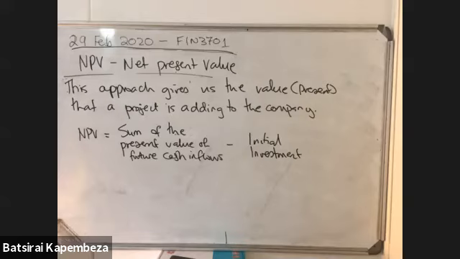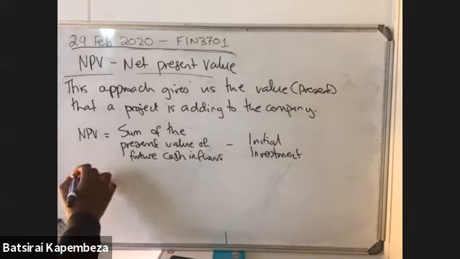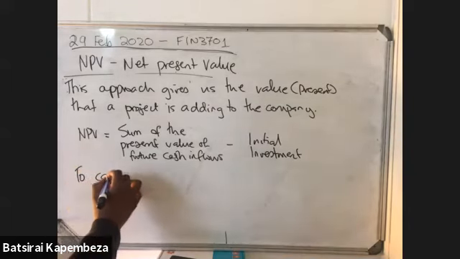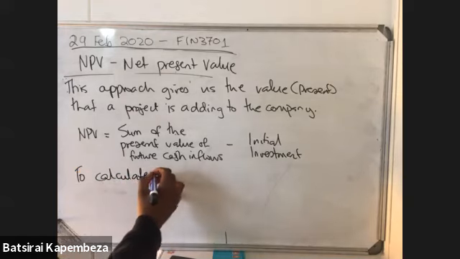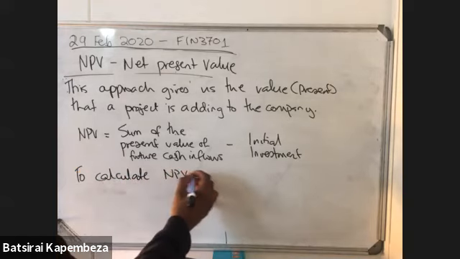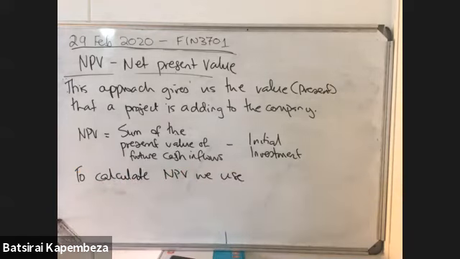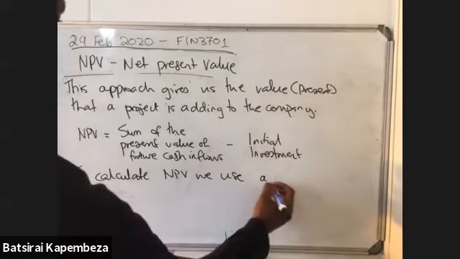And to calculate NPV, we use a discount rate. And this discount rate is also known as the cost of capital. In the next study units, the next topic, after study unit 3, we are going to look at how to calculate this cost of capital. But for now, just remember to calculate NPV, we use a discount rate.